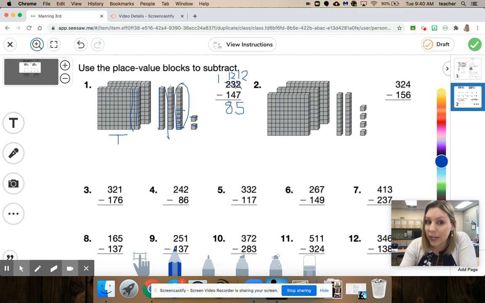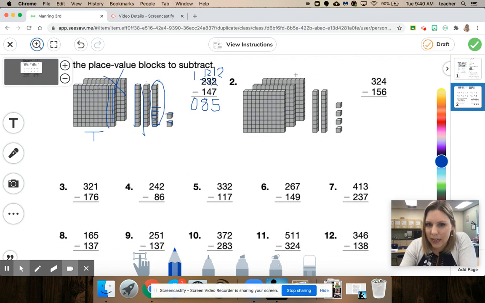And then I had this 100 left back here, and I need to take away 100. And I have just enough, so I'm going to take that away. So I don't have any hundreds left. So my final answer is 85. Let's do number 2 together.